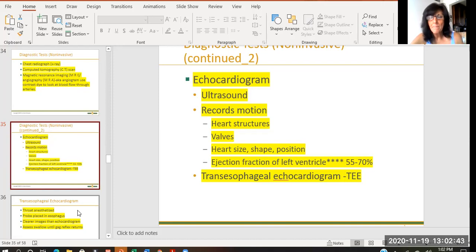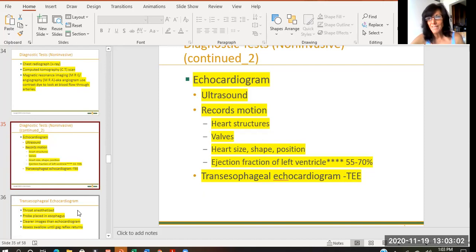They're pretty straightforward. Echocardiogram, it's an ultrasound, right? Ultrasound of the heart. And so it's recording the motion of the heart. It's looking at the structures of the heart, the valves. How big is it? What shape is it? Is it in the right position? And then that ejection fraction, which is important to know, 55 to 70%.